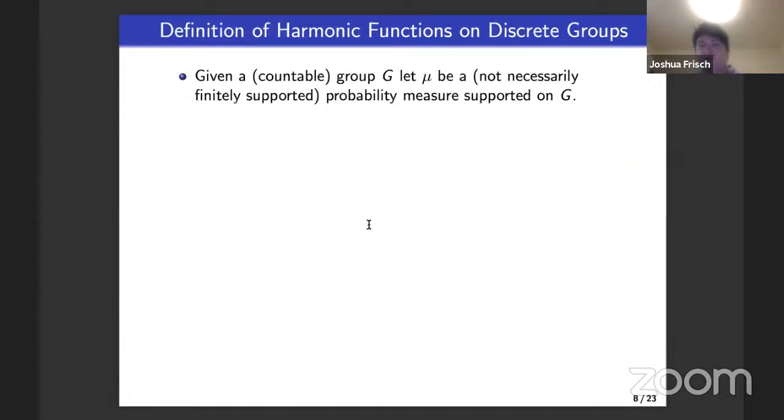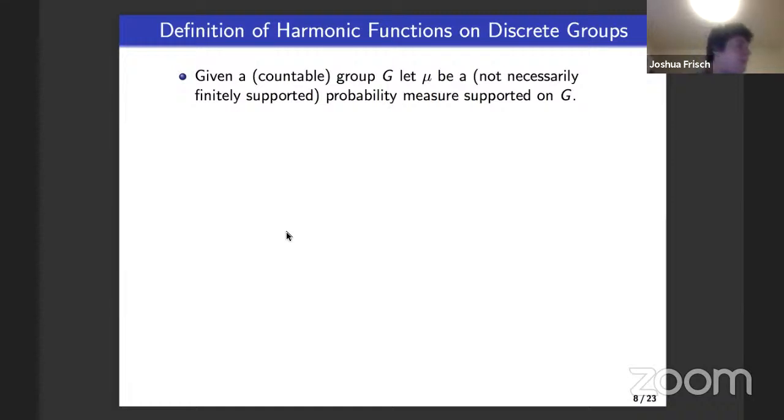All right. So here's the general setup. Given a countable group, and I want to be clear, we're going to do everything over countable groups, not just finitely generated. And this is going to matter even in just a finitely generated situation. Even if you don't care about infinitely generated groups, they show up when proving things about finitely generated groups. And then we have our countable group G. Mu is going to be, again, not necessarily finitely supported, a probability measure supported on G.